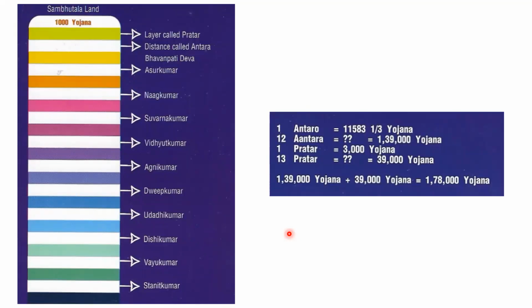So Antra is the place where all the Bhuvanpati Dev live, and the Pratar are the places where all the Narki Jeev live. So there are 13 Pratars, and these 13 Pratars are where the Jeeves of Narki live.